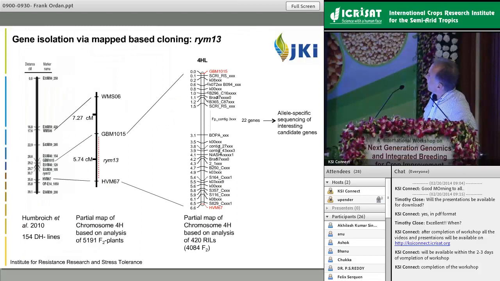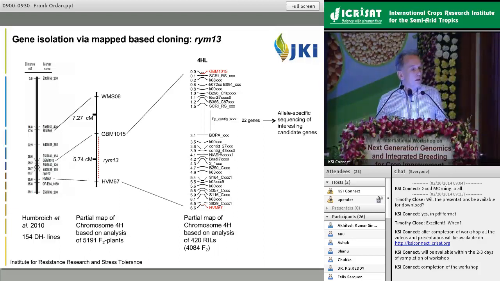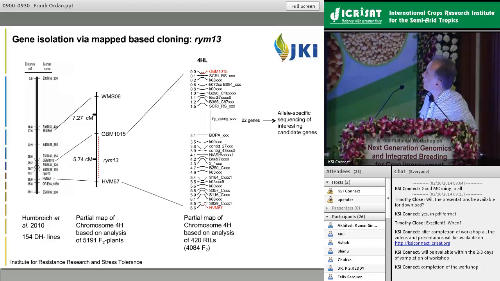Again, we constructed a high-resolution mapping population and developed markers, and then we got a gap, where we found a lot of double recombinations and no additional marker. And when we got the first phenotypic data of the segmental recombinant inbred lines, it turned out that our gene is exactly mapped within this region.